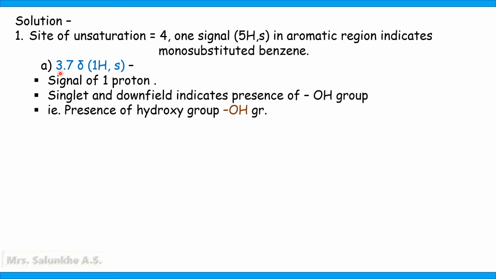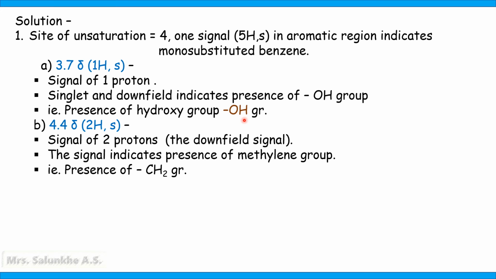The first signal is 3.7 delta 1H singlet, the signal of one proton, and the singlet and downfield effect indicate the presence of a hydroxyl group. That is, this is the signal of the OH group, the signal of one proton. The next signal is at 4.4 delta 2H singlet. In that case, it indicates the presence of CH2 group protons.